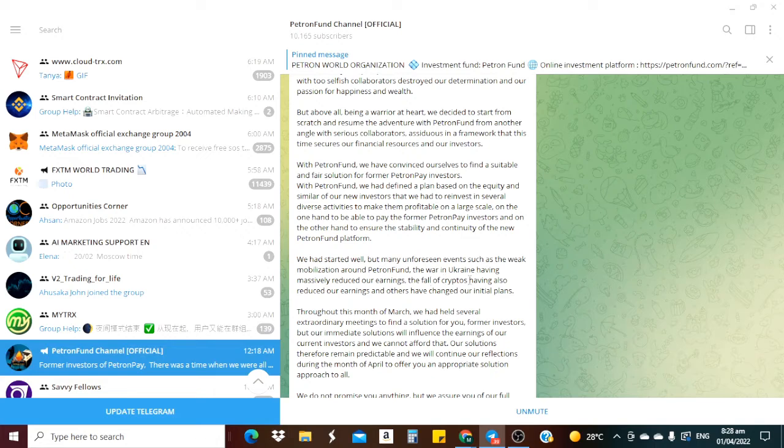The fall of cryptos having also reduced our earnings, and others have changed our initial plans. The fall in cryptos, I don't see where the fall in cryptos actually is. Rather, we all see how cryptos have been stabilized for a while. In fact, they dropped, of course, when the war started. But they have now gained value again.